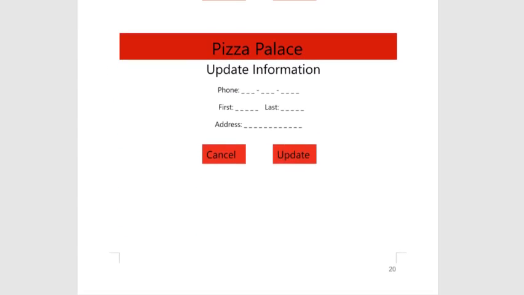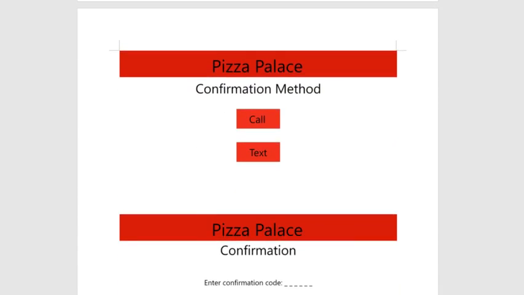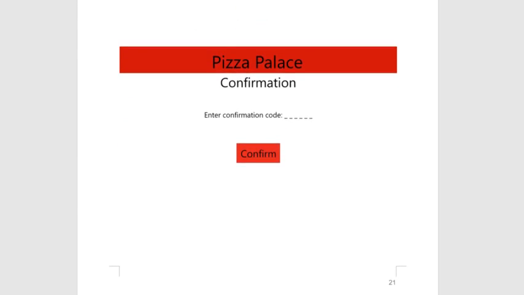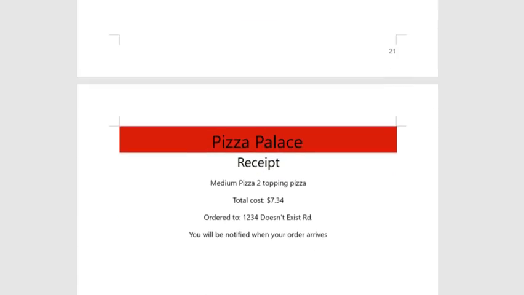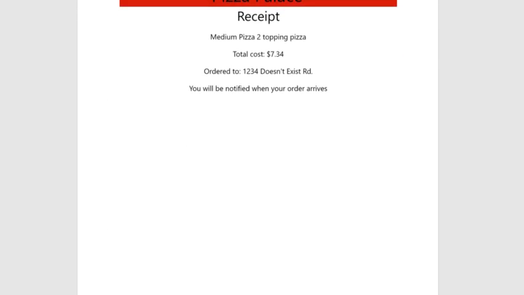If they choose to update their information, they must fill out anything that has changed, and the system will update it as needed. Once this method is done, they can choose how to confirm it, either through a call or a text. The order will only be placed once the confirmation code has been input. After this is all done, the receipt comes out, and the user just needs to wait for their pizza to arrive.